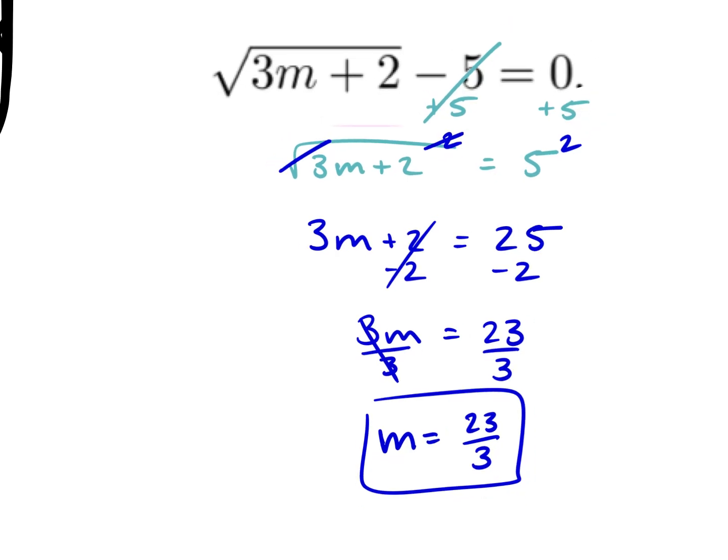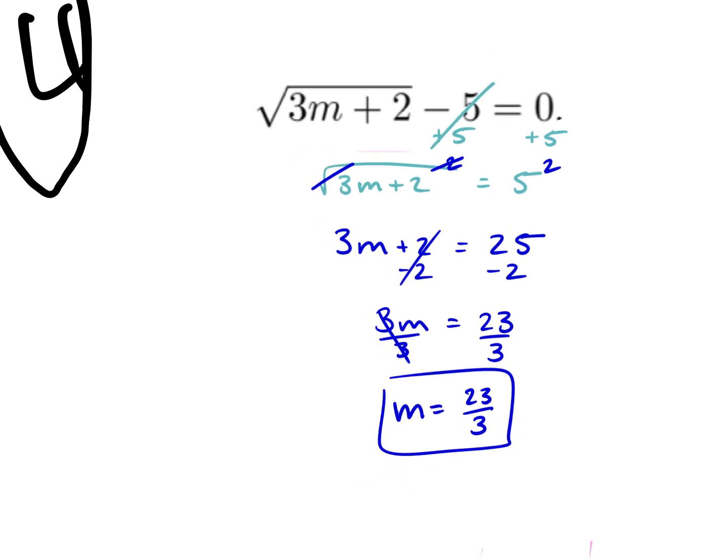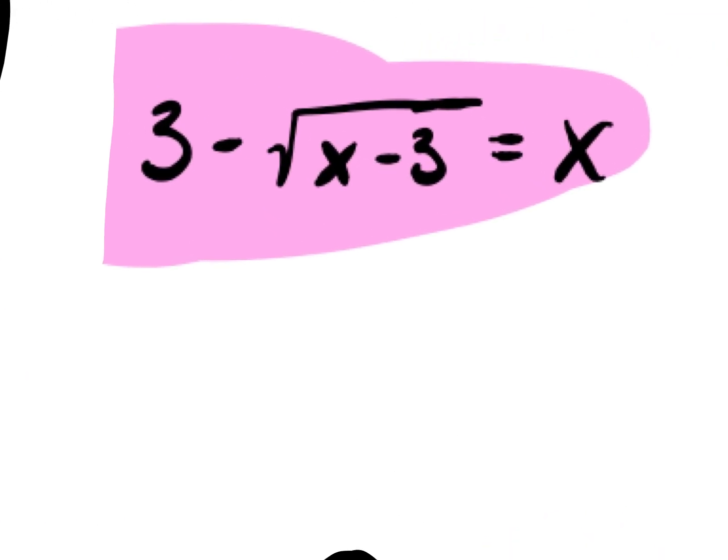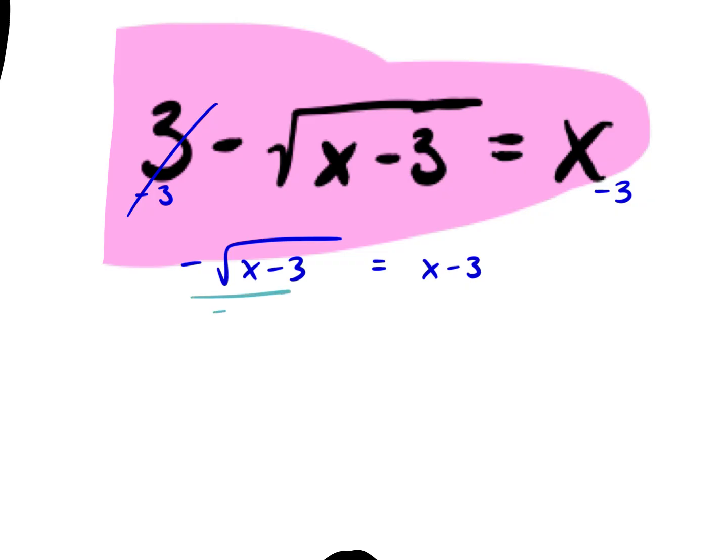Any questions here? Awesome. Next, let's do number 5. What should we do first for number 5? We can subtract 3. We want to get the square root all by itself, so subtract 3. So negative square root of x minus 3 equals x minus 3. What should we do next? Perfect. Divide by negative 1. So the negatives will cancel. So we have the square root of x minus 3 equals, on the right side, everything just changes its sign. So negative x plus 3.